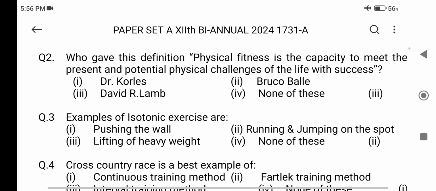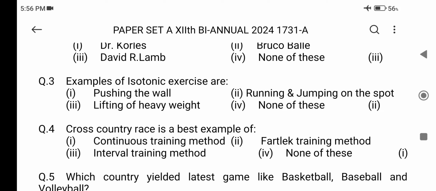Question number 3. Examples of isotonic exercises are: option first pushing the ball, second running and jumping on the spot, third lifting of heavy weight, fourth none of these. Answer is option second, running and jumping on the spot.